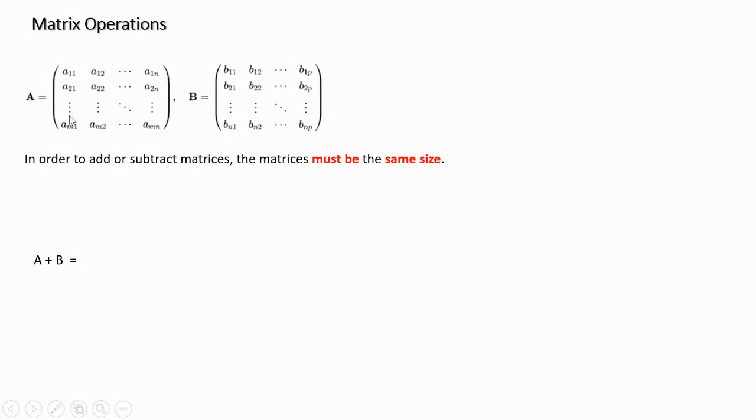Okay, example, if you have A plus B, I'm going to add these two here. A plus B means the position of A11 will be added to B11. The position of A12 will be added to B12. So these are the elements that you're going to be adding. And in a similar fashion, A13 plus B13 and so forth, all the way until you end onto the size of the matrix.